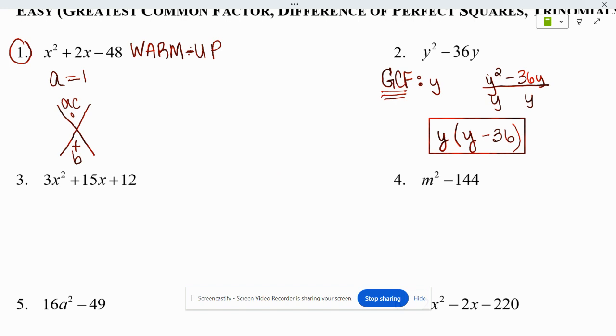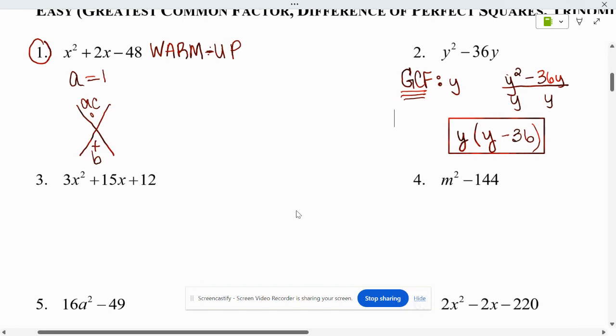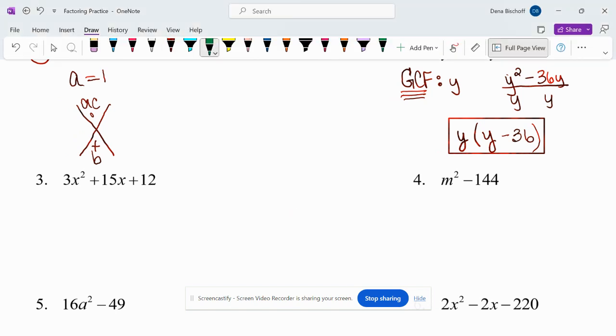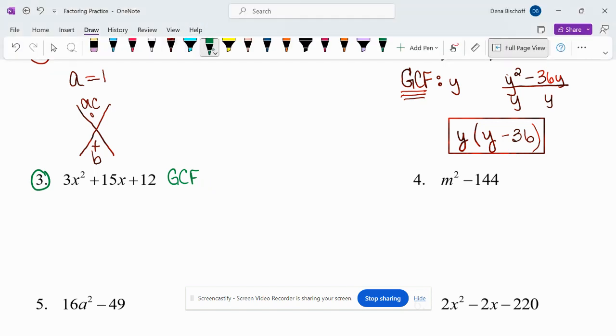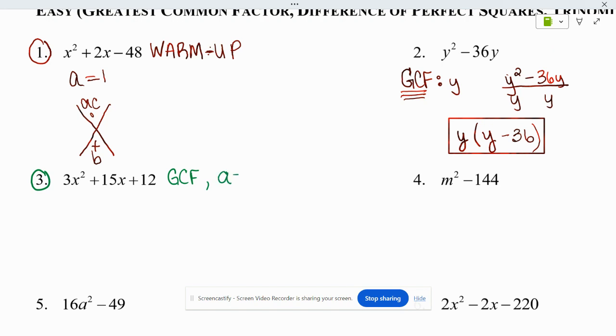Okay. Example number 3 has a GCF. And the GCF is 3, actually. So it has a GCF of 3. And once we take that out, it becomes an A equals 1 type of trinomial. So the first thing I'm going to do is divide every single term by 3. And remember when you do that to put your 3 down at the bottom, right?